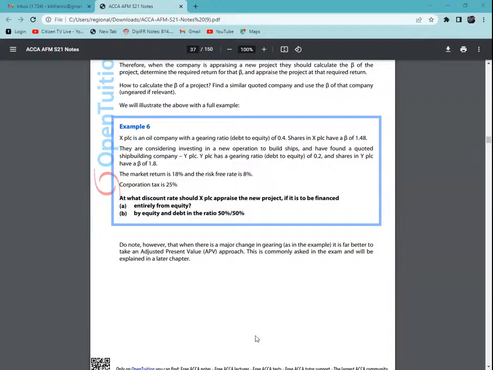Now, from there, ladies and gentlemen, we have a corporation tax rate of 25%. So then what discount rate should XPLC use to appraise the new project if it is to be financed, A, entirely from equity, and B, equity and debt in the ratio of 50-50?